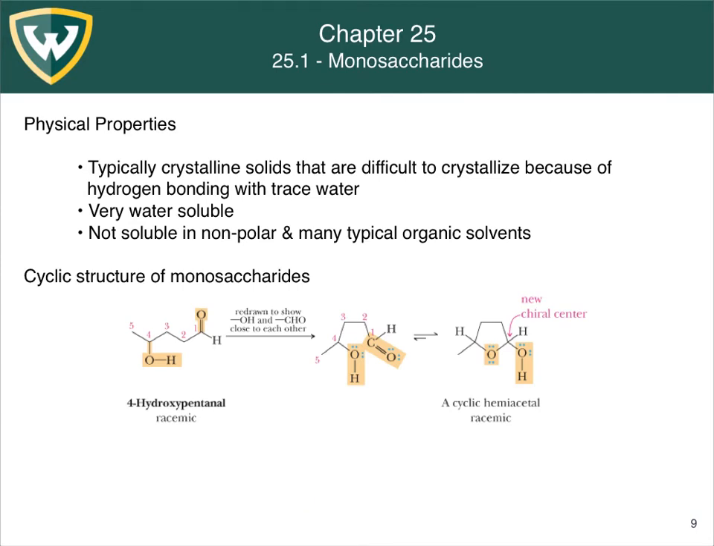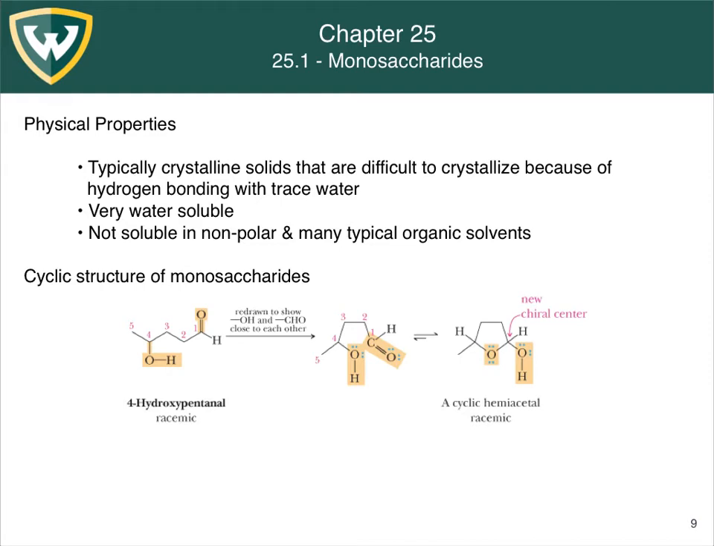Monosaccharides are colorless crystalline solids, although they often do crystallize with some difficulty. Because hydrogen bonding is possible between their polar hydroxyl groups and water, all monosaccharides are very soluble in water. They are only slightly soluble in ethanol and are insoluble in nonpolar solvents such as diethyl ether, chloroform, and benzene.